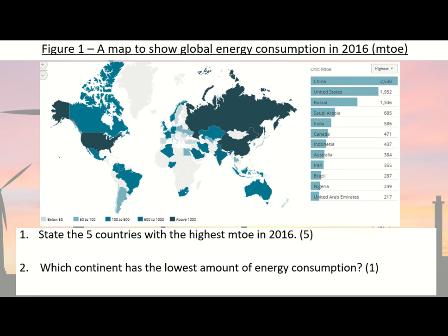Okay, so the first question says, state the 5 countries with the highest millions of tons of oil equivalent in 2016, and that's what this map is. It's a map that shows the global energy consumption in 2016. And I wouldn't even look at the map here, because if I'm not good at my countries, I wouldn't know. I can spot that the USA is the darkest colour, and that's above 1,000. So USA, you've got Russia, you've got China, but you've actually got a table here that tells you. So the top 5 are China, United States, Russia, Saudi Arabia, and India. So they are your answers there.